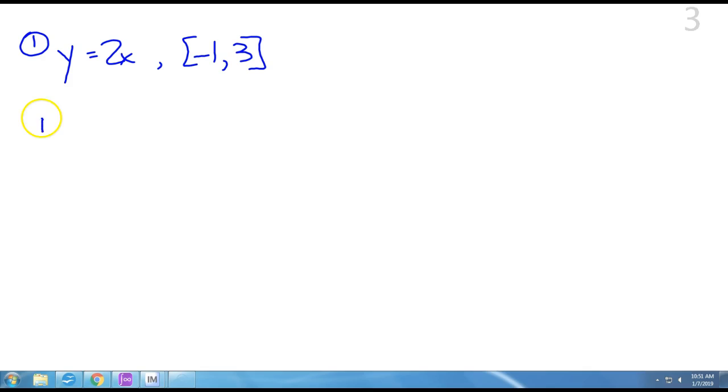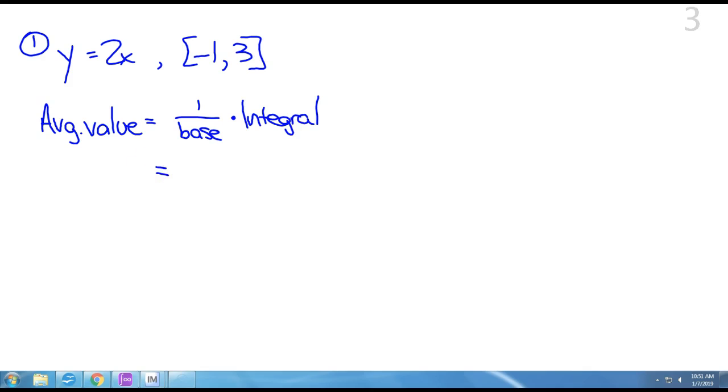Alright, so find the average value. I'm going to do 1 over the base times the integral. It's exactly the same thing as the integral over the base. I guess it's just easier to write the formula this way, it's easier to do the math that way. So it doesn't matter which you use, it's the same thing.